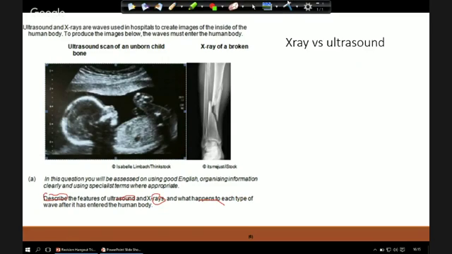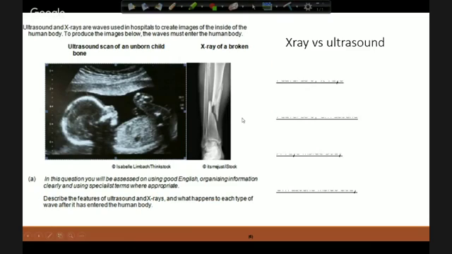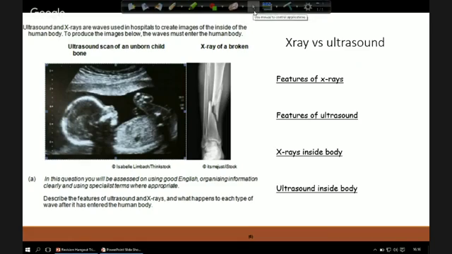So probably a good place to start us off is to have a look at how we would structure this question. We're going to want features of X-rays, so describing the features of ultrasound and X-rays. Features of ultrasound, then what do the X-rays do inside the body, and what does the ultrasound do inside the body? Okay, so features of X-rays is what can you tell me about X-rays? And features of ultrasound, what can you tell me about them? How does the X-ray work inside the body? You know, how does it produce the image? And ultrasound inside the body, how does that produce the image?